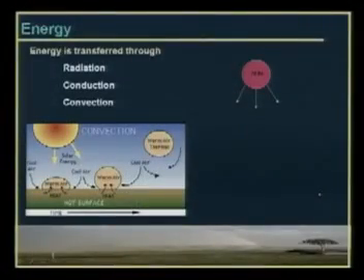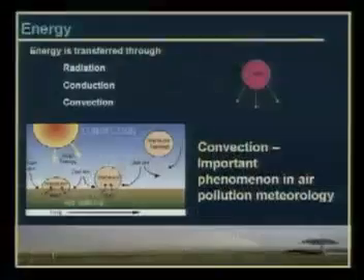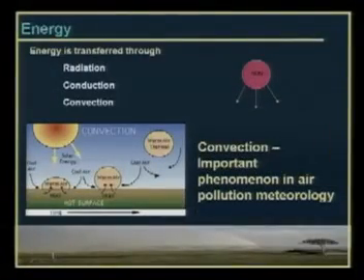The ground gets heated, as you can see, and the hot air or the warm air goes up, as you can see on the picture on the left hand side, and the cool air comes in. So it's kind of the convective currents which are passed, and that's the primary reason for the transport of the pollutants. You can see convection is an important phenomenon in air pollution meteorology, and with this convection the wind blows and the wind direction decides where the pollutants will go.